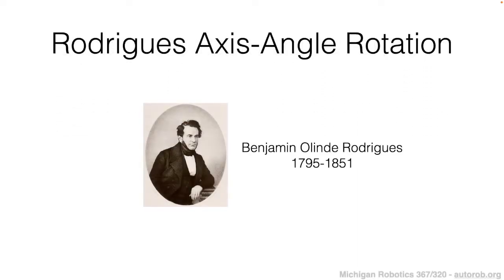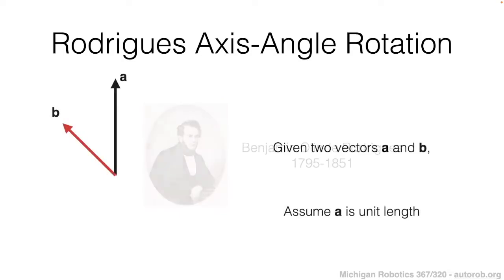So to avoid these issues that are associated with Euler angles, let's consider how we might be able to model a rotation about an arbitrary axis that doesn't have to be composed in the way that Euler angles do. And so to do this, the first approach that we're going to look at comes from Rodrigues with an axis angle rotation.